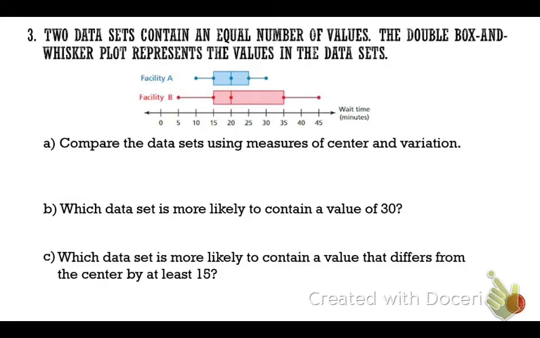So the first thing you're definitely going to be looking for, just like we did in problem number 2, you're comparing A with B. What 2 things are we comparing that we compared in the last problem? The median and the IQR. Okay, so I want you and your partner to find the median and the IQR.